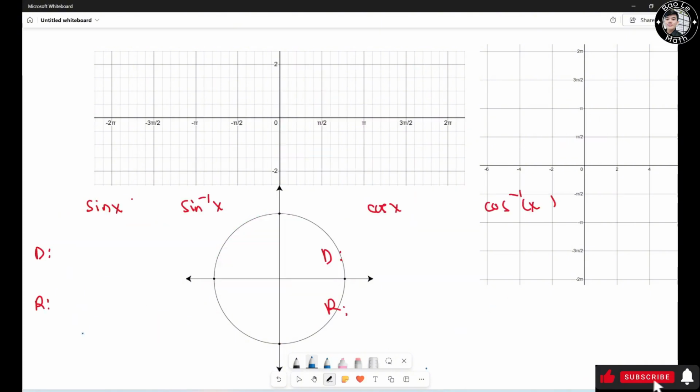To summarize the domain and range of the sine and cosine functions as well as their inverse functions, we have the following information. The restricted domain of the sine function should be the closed interval negative pi over 2 to pi over 2. And the range should be the closed interval negative 1 to 1. The inverse sine function has the domain negative 1 to 1, and the range should be negative pi over 2 to pi over 2. Keep that in mind, you just switch x and y.